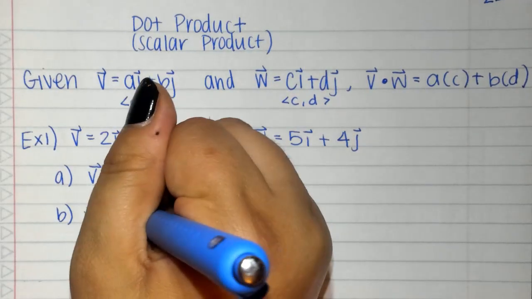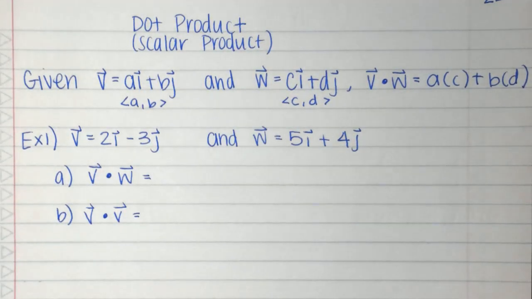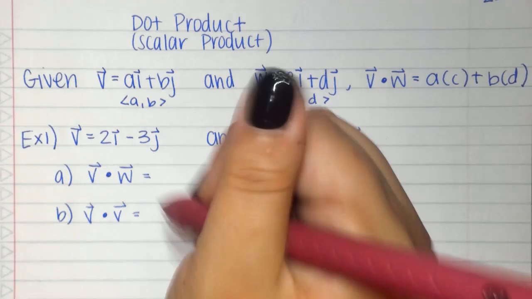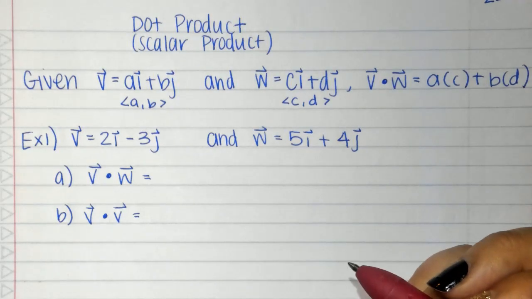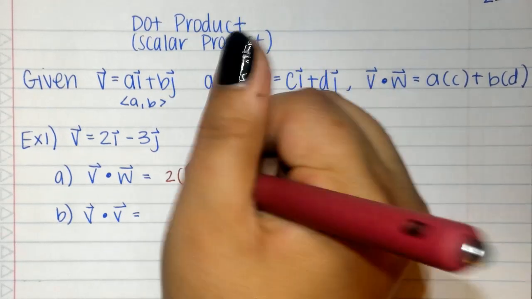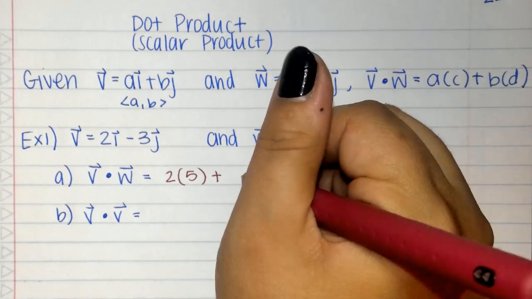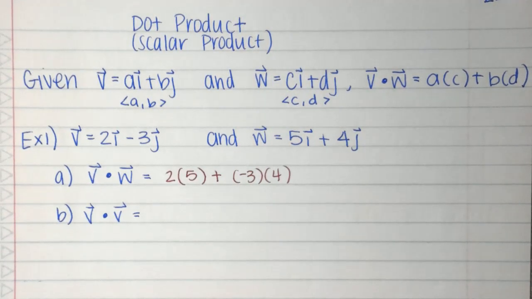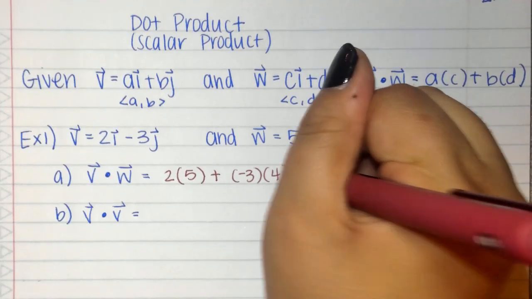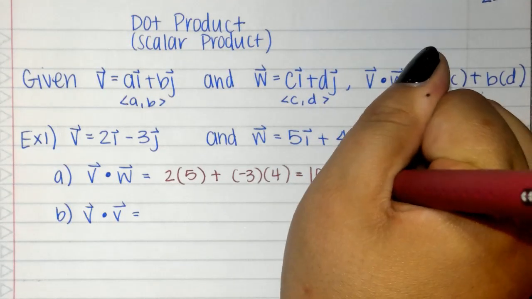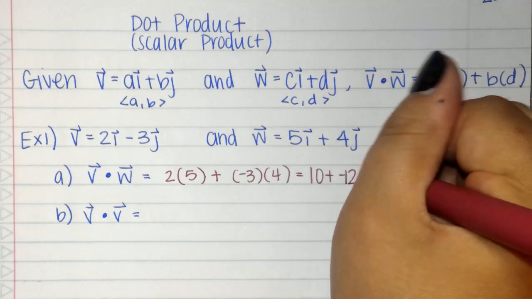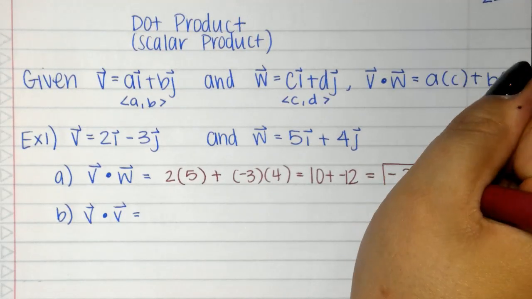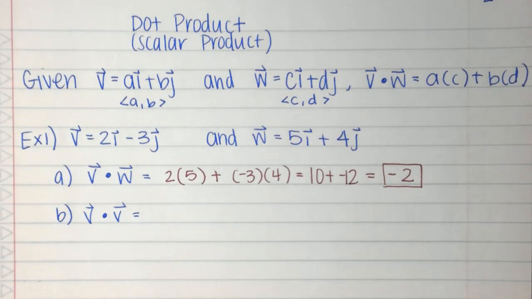So what am I going to do? Okay, give me how you do it first. 2 times 5 plus negative 3 times 4. And do y'all agree that is 10 plus negative 12? Which is negative 2. And that's your dot product. That's it.